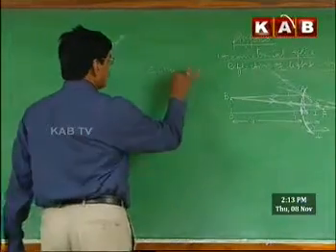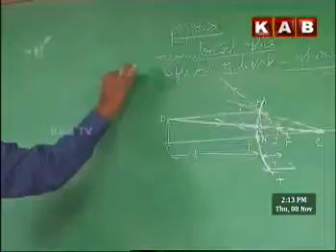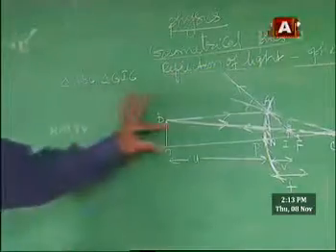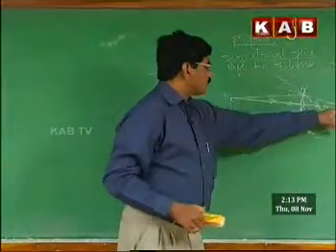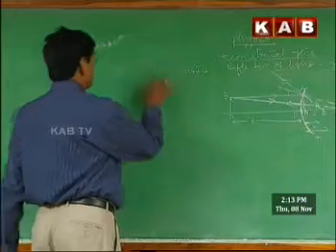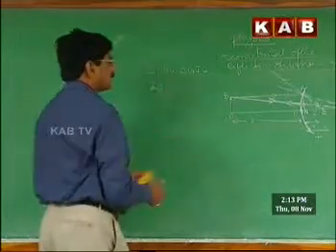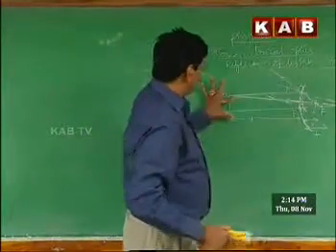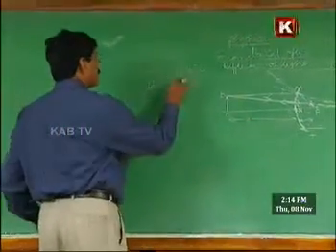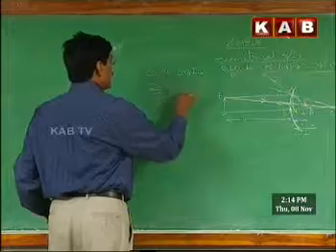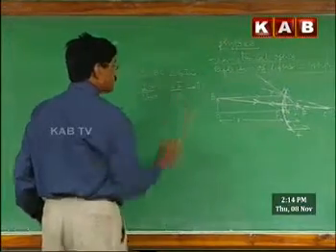Now consider the triangle OBC and triangle GIC. Consider these two triangles. These two triangles are similar triangles. Therefore, IG by OB is equal to CI by CO. Call it equation number 1.